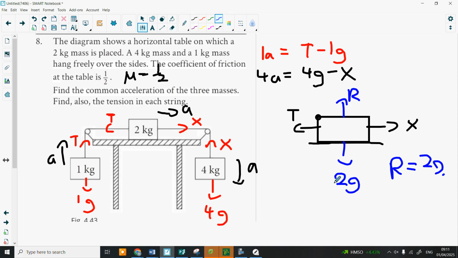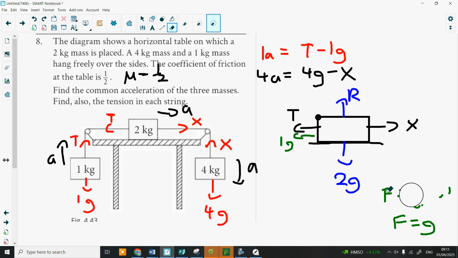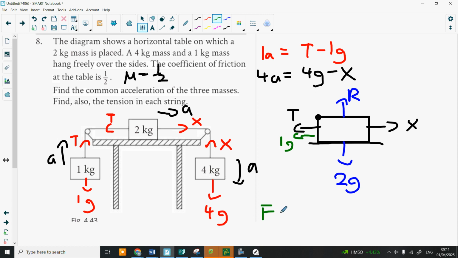Now what's friction, guys? Half of 2G, which is G. 1G in this direction. You go with that? Now I have enough information to do the question. So here we go. Okay. F, what direction is F going in? To the right. Which means it's 2A going to the right.